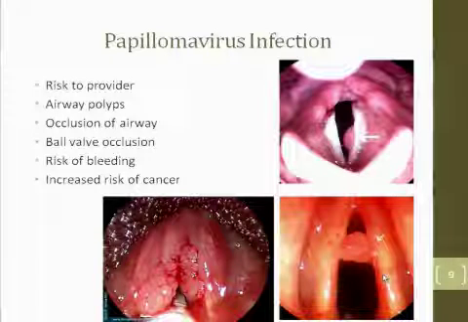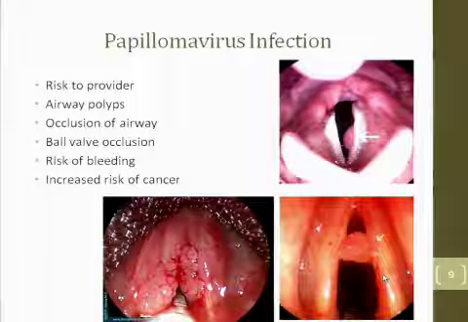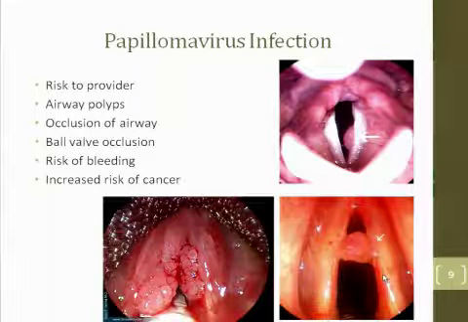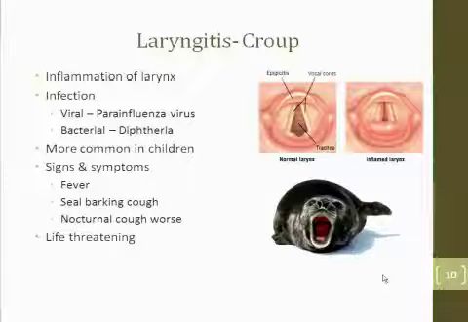It can cause a ball valve occlusion, and there's of course risk of bleeding, and there's increased risk of cancer. You can also develop laryngitis or croup. Okay, that's my favorite, the seal bark, and you can't miss croup when you hear it. It's pretty pathognomonic when you hear it. If you've never heard what croup sounds like, you will one day.